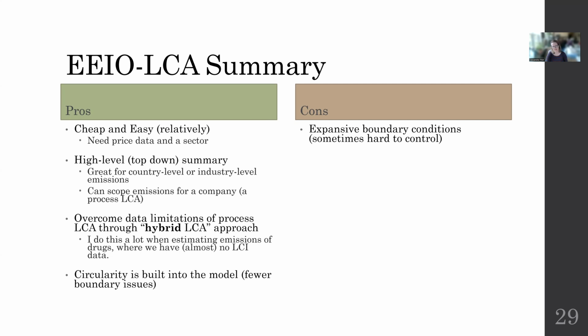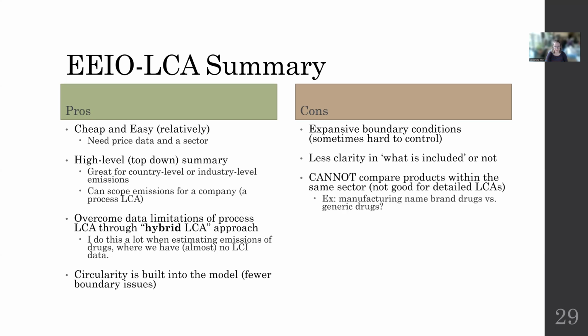The cons to an EEIO model is that they have really big boundary conditions and you often don't really know what's included, right? So you have a little less control and less clarity. You cannot compare products within the same sector. So you can't do detailed LCA here.